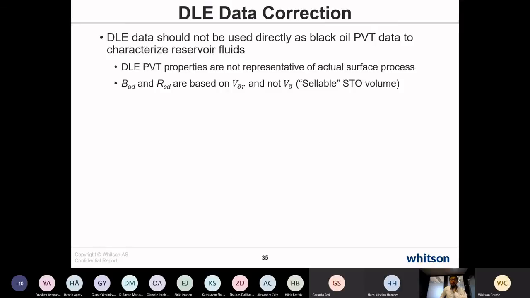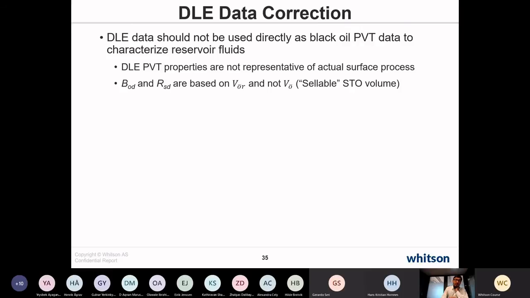Then we will talk about the DLE data correction, which we discussed briefly before. The DLE data should not be used directly as a black oil table, and you have to do some correction if you want to use that data as PVT tables, or if you want to use BO at the saturation pressure from the DLE test as a BO value, for example for your in-place volume calculation. Then you need to do the correction using a separator test experiment.